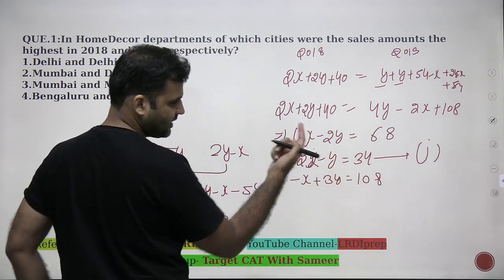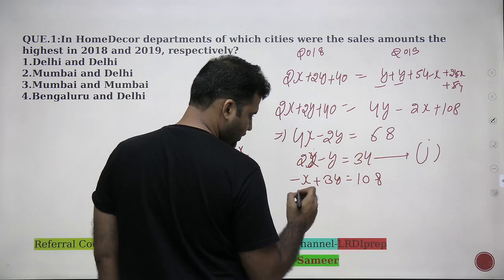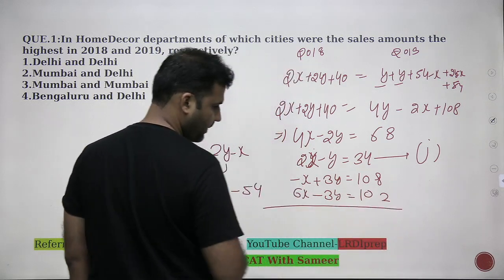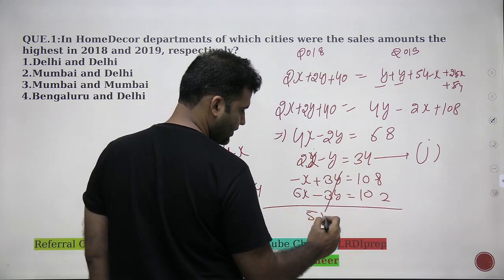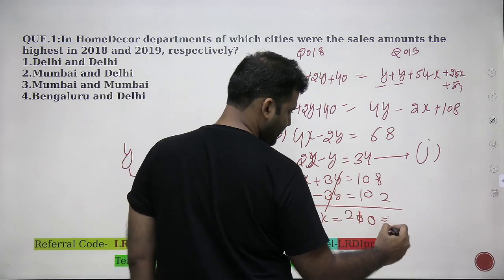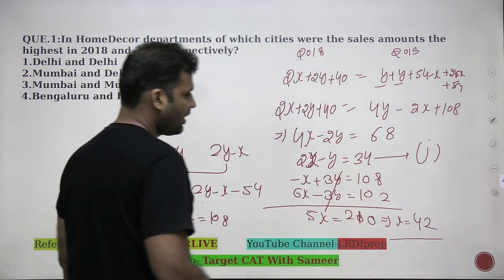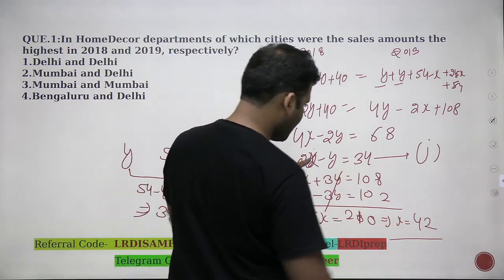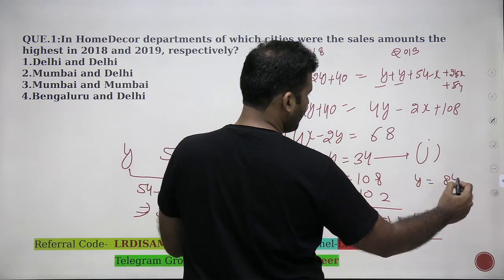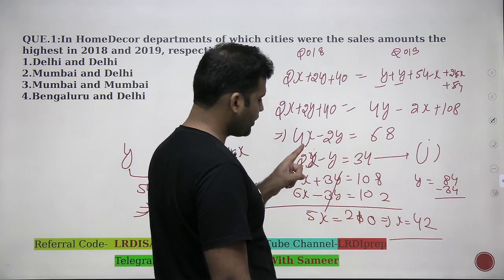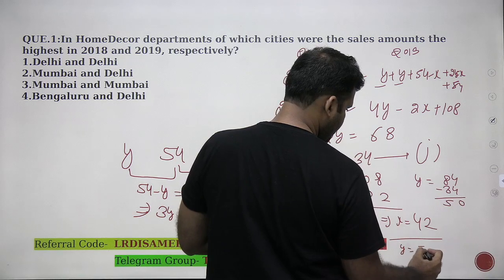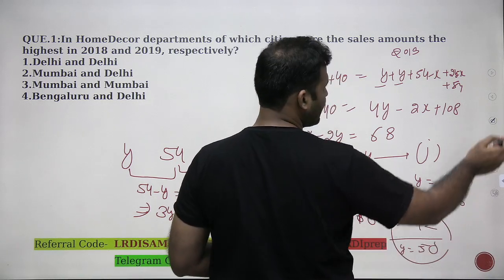Now, can I solve these two equations? Yes, I just need to multiply this with 3. This will be 6x minus 3y equals 102. This gets cancelled. 5x will be equal to 210. So can I say that x will be 42? Now, if the value of x is 42 and I put it here, 2 into 42 is 84, y would be 84 minus 34, which is 50. X is 42, y is 50.